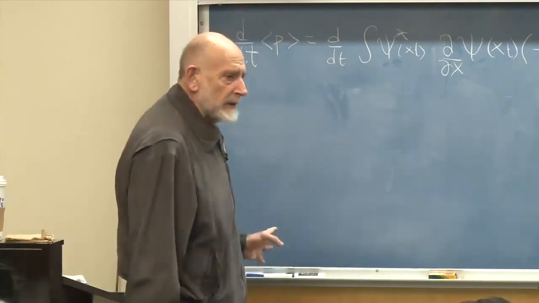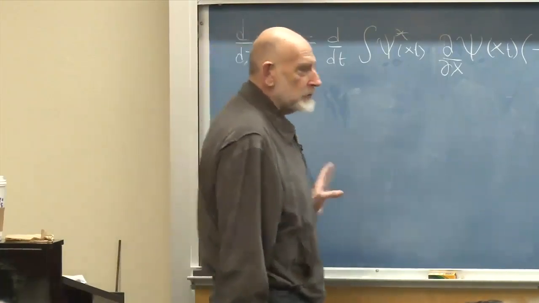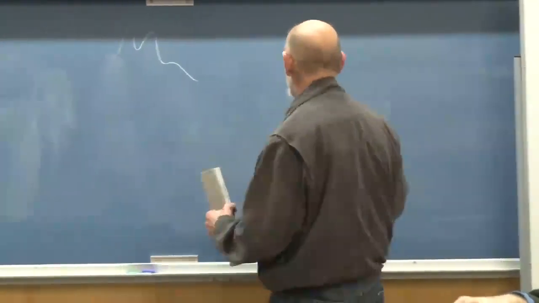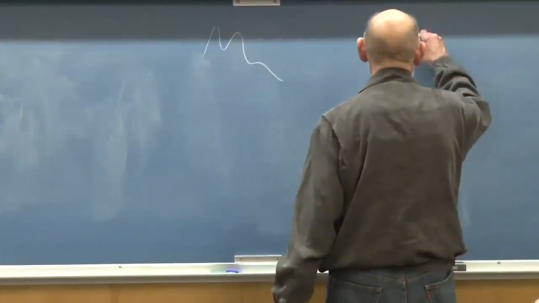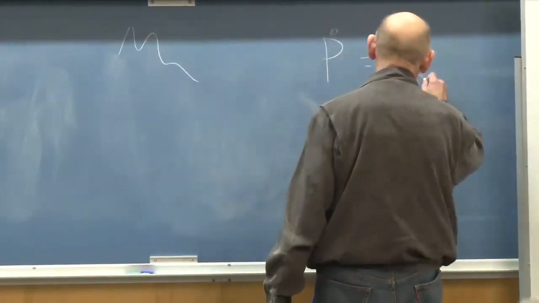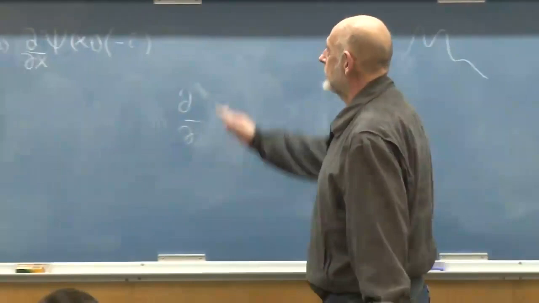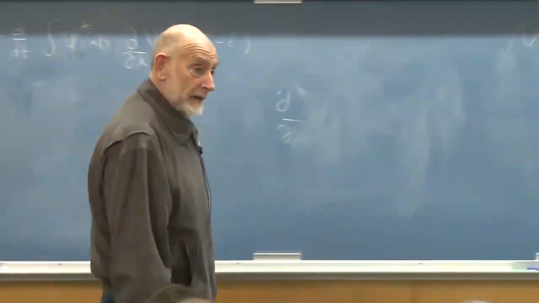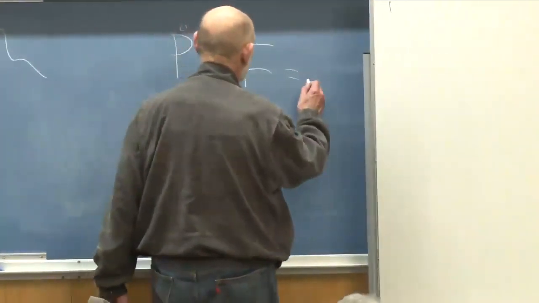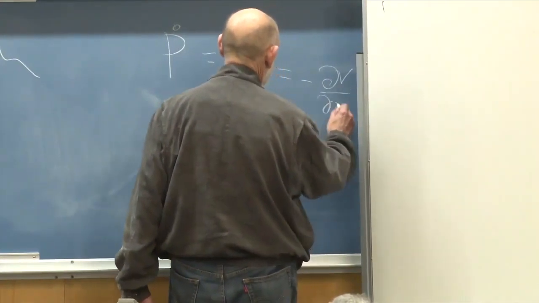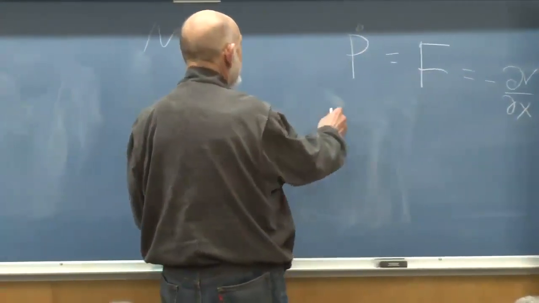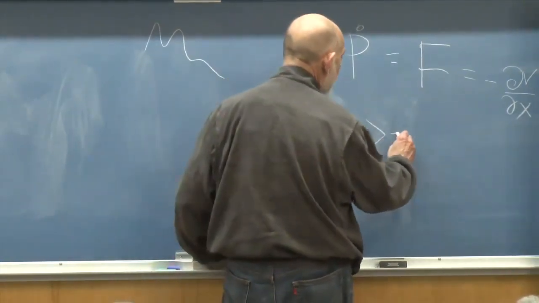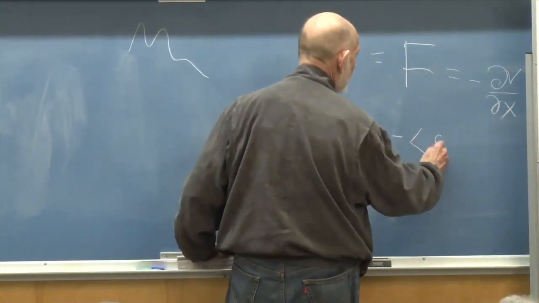We want the time derivative of the momentum. What do we want to see? We want to see that the time derivative of the momentum is governed by, let's write Newton's equation, P dot is equal to force. What is force in terms of the things I've written on the blackboard? Minus dv by dx. So this is what we're going to want to show, but we'll show it in the form that d by dt of the expectation value of the momentum is minus the expectation value of dv by dx.